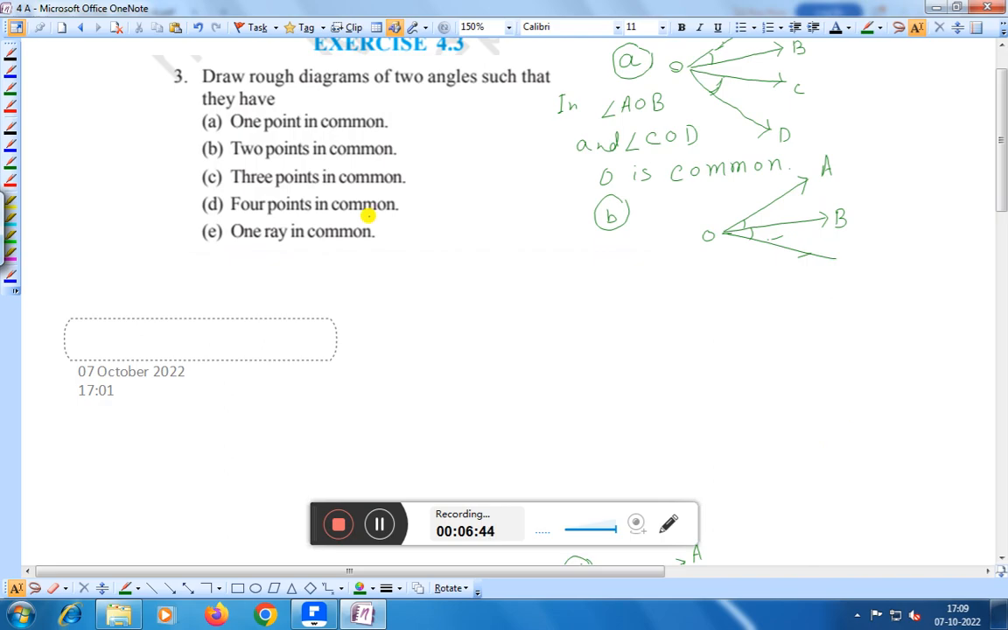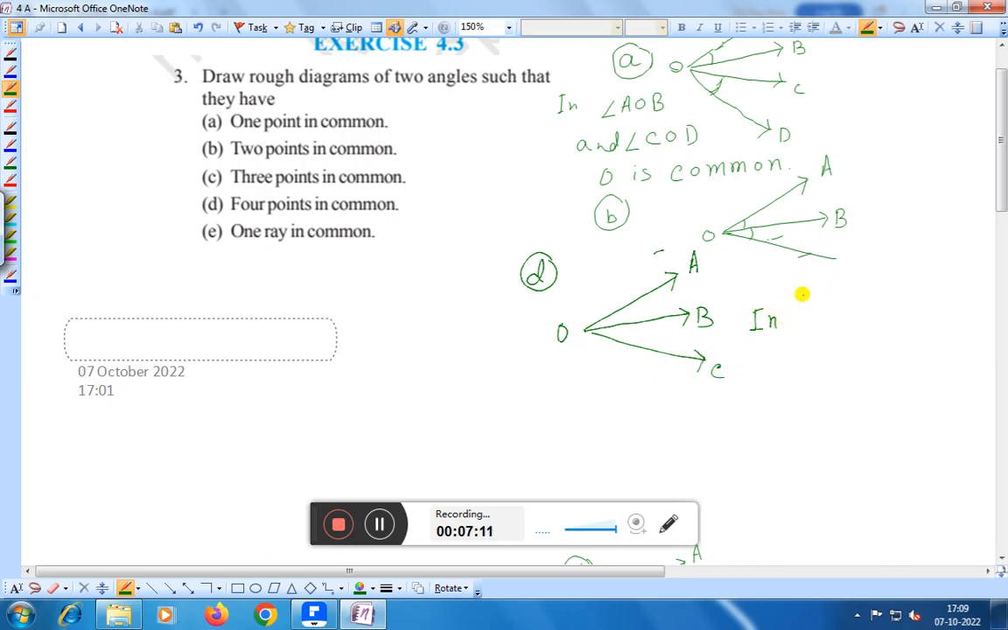Now question number E, one ray in common. Here we take a point, that is this is A, this is O, this is B and this is C.